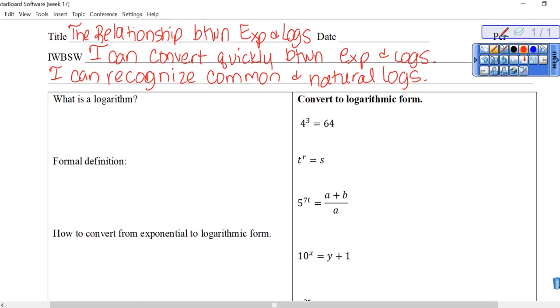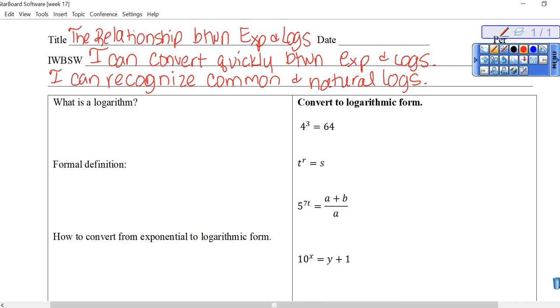Okay, so let's just see if you can remember from last year what a logarithm is. First period couldn't remember, but they were close. Fifth period, someone remembered. But anyways, does anybody remember what a logarithm is?